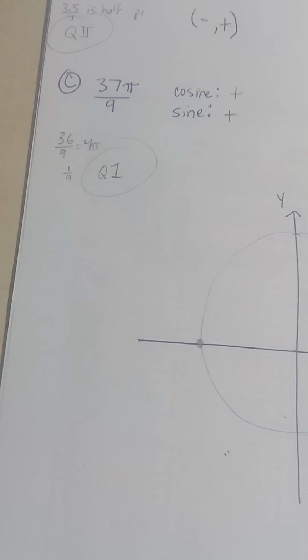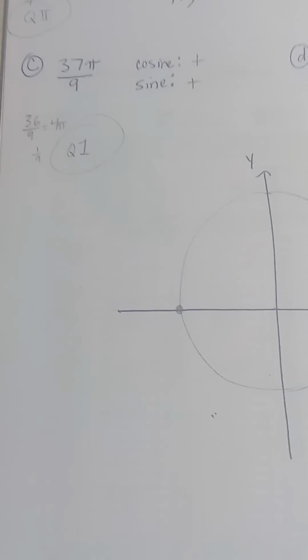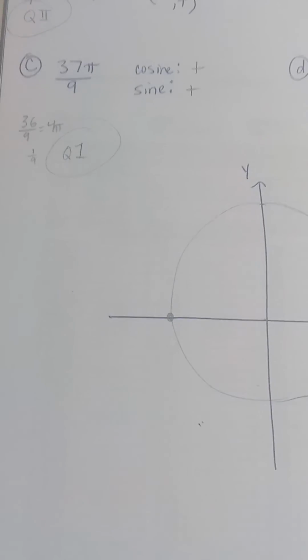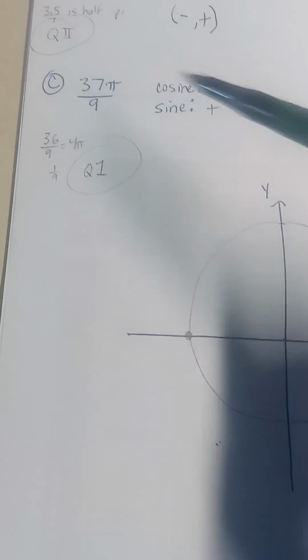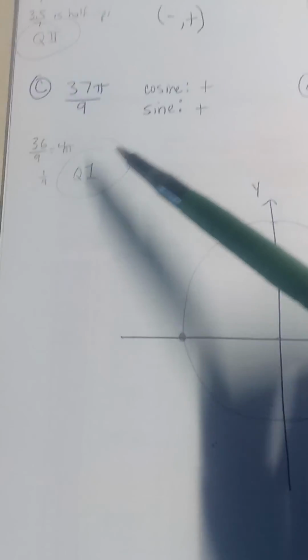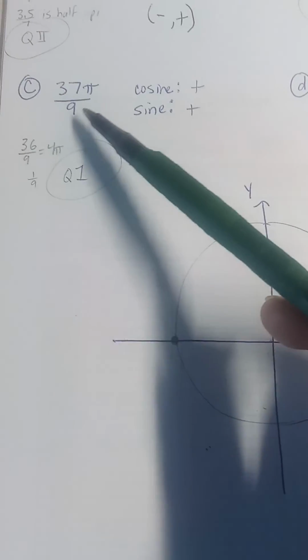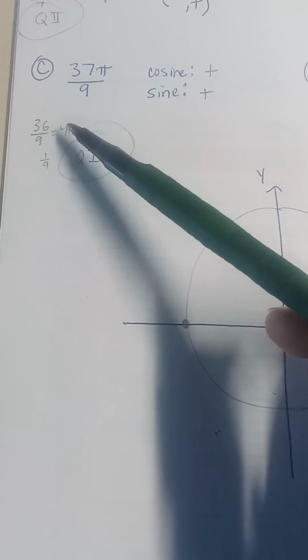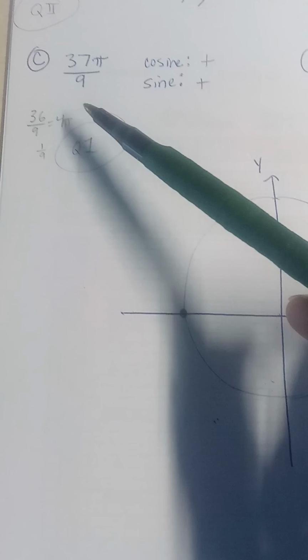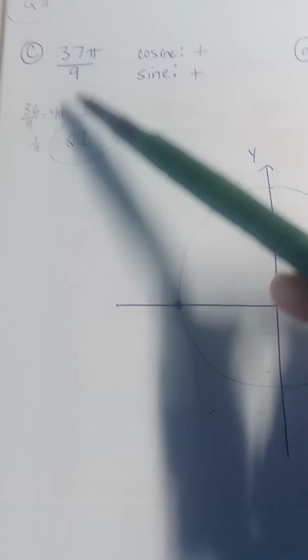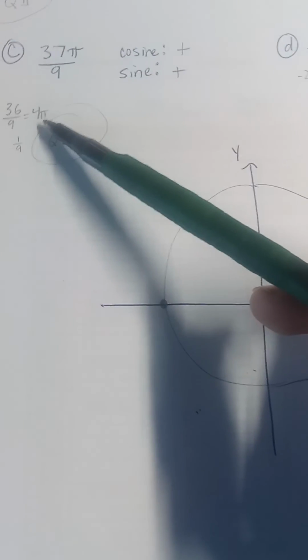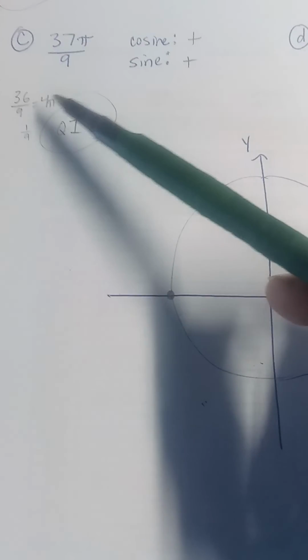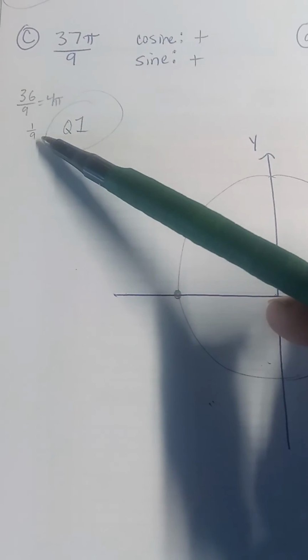Okay, so 37 pi over 9. So that one, I kind of tried to figure out how many times around that is, and I broke it down into 36 over 9 plus 1 over 9. So 36 over 9, that's 4 pi, which would have been twice around plus a little more.